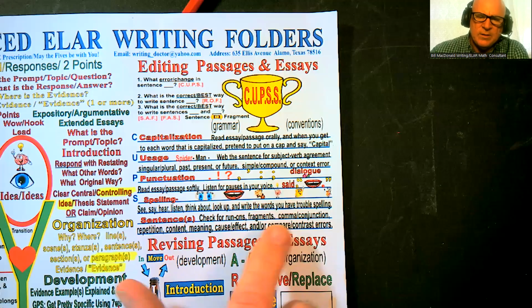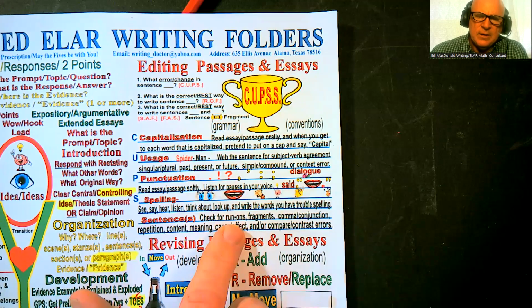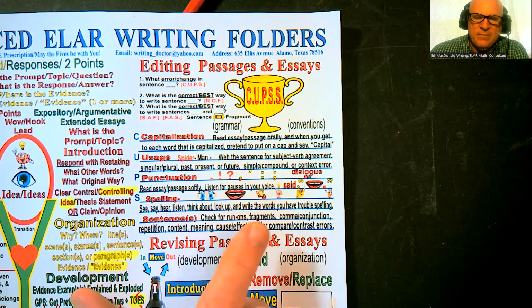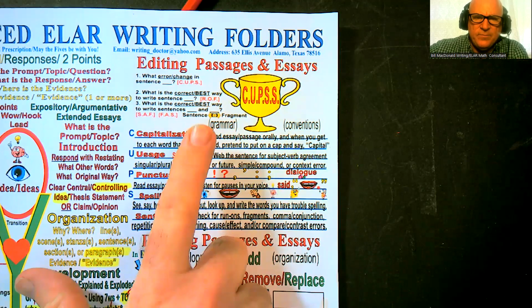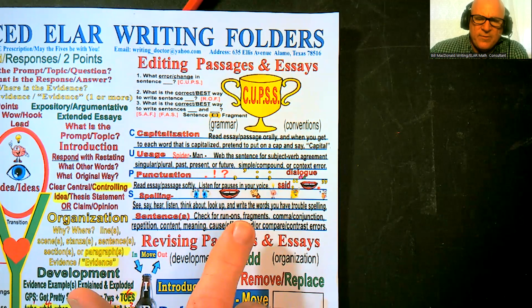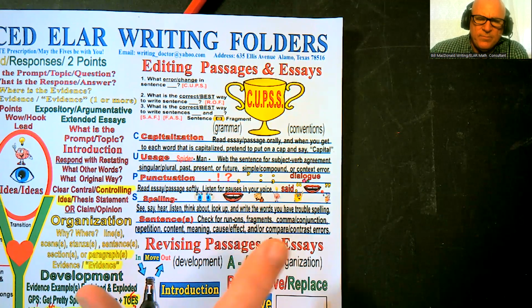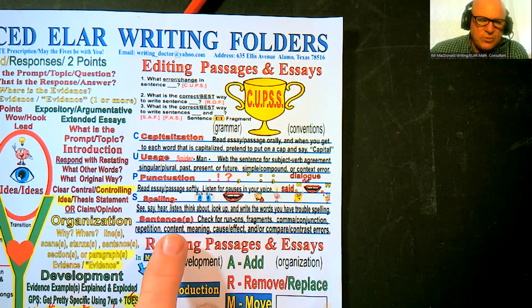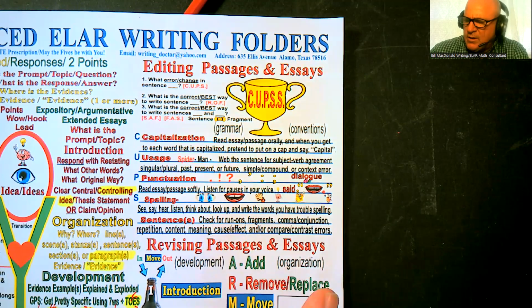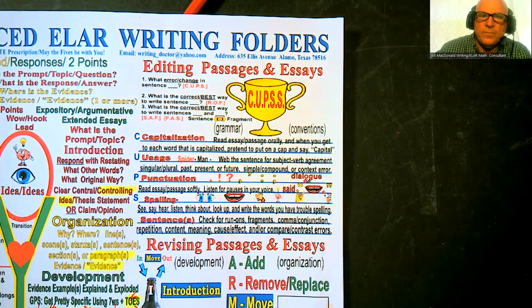And so what we're going to see here, I made a little helper named Mrs. PVC. The acronym is Mrs., as in the opposite of Mr., and PVC as in a pipe. You're going to notice that a lot of the things mentioned here in sentence boundaries in the editing passages and essays guideline are right here. You're going to look for a run-on, a fragment, a comma conjunction problem, repetition, content issues, meaning, cause and effect, or compare and contrast errors. So that's what we'll look at.